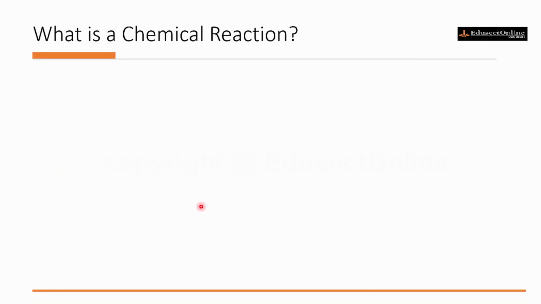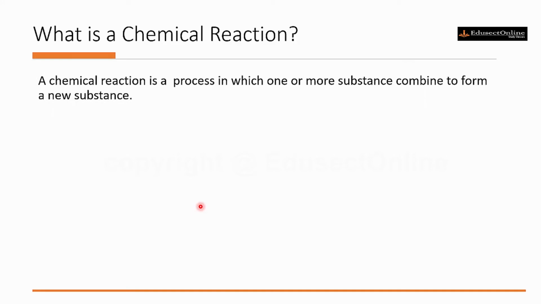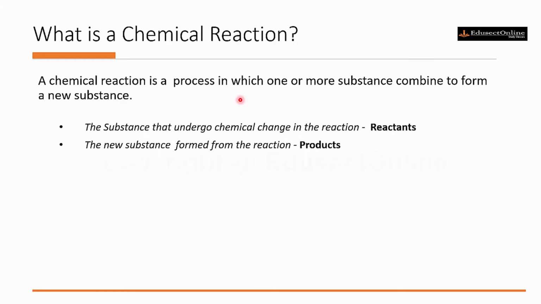What is a chemical reaction? A chemical reaction is a process in which one or more substances combine to form a new substance. That means when one or more substances react with each other to form a new compound or substance, it is called a chemical reaction. The substances undergoing a chemical change in this reaction are called reactants and the new substance formed from this reaction is called the product.